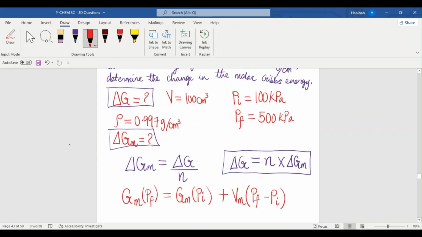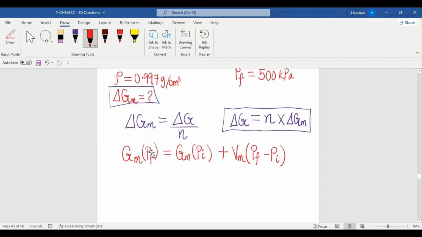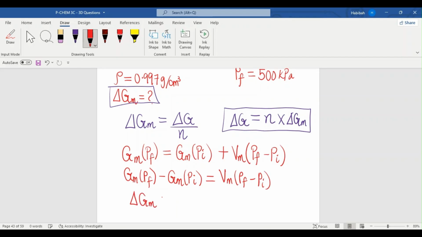We have the value for initial pressure, the final pressure, and the volume, but we don't have the value for molar volume, which is Vm. We can rewrite this formula this way: the change in molar Gibbs energy, the molar Gibbs energy at the final pressure minus the molar Gibbs energy at the initial pressure, is equal to the molar volume times P final minus P initial. So the change in molar Gibbs energy is simply the molar volume times P final minus P initial. This is the equation we're going to use in solving this question.